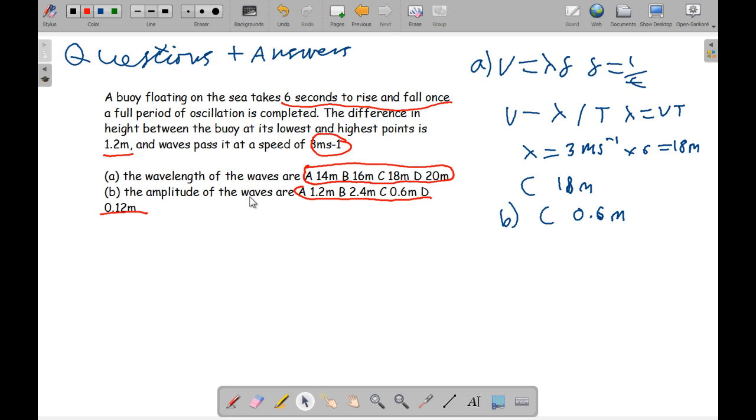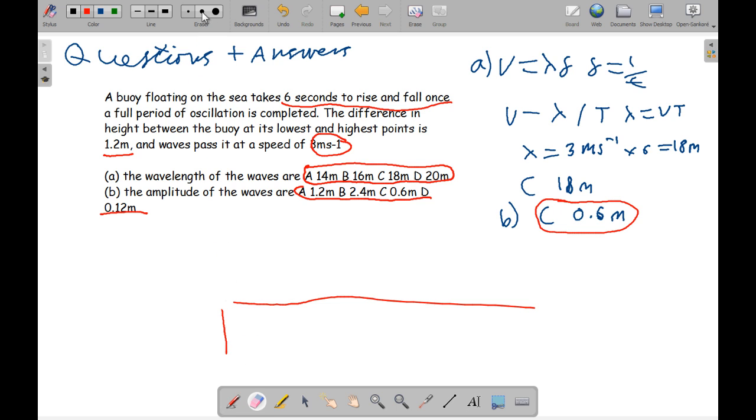So knowing that the difference in height between the buoy at its lowest and highest points is 1.2 meters, then we could easily divide this by 2, as that gives the amplitude of 0.6 meters. So the trough to peak distance is twice the amplitude, so the amplitude itself is half. So let's just have a quick drawing in case you don't quite get it.